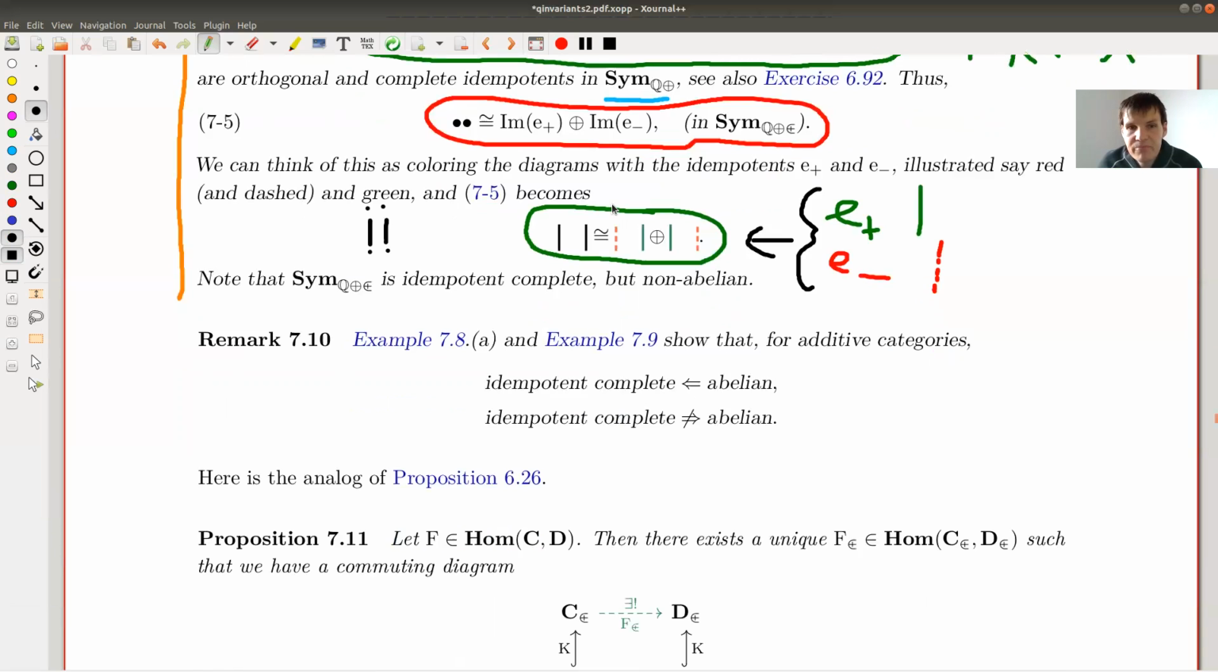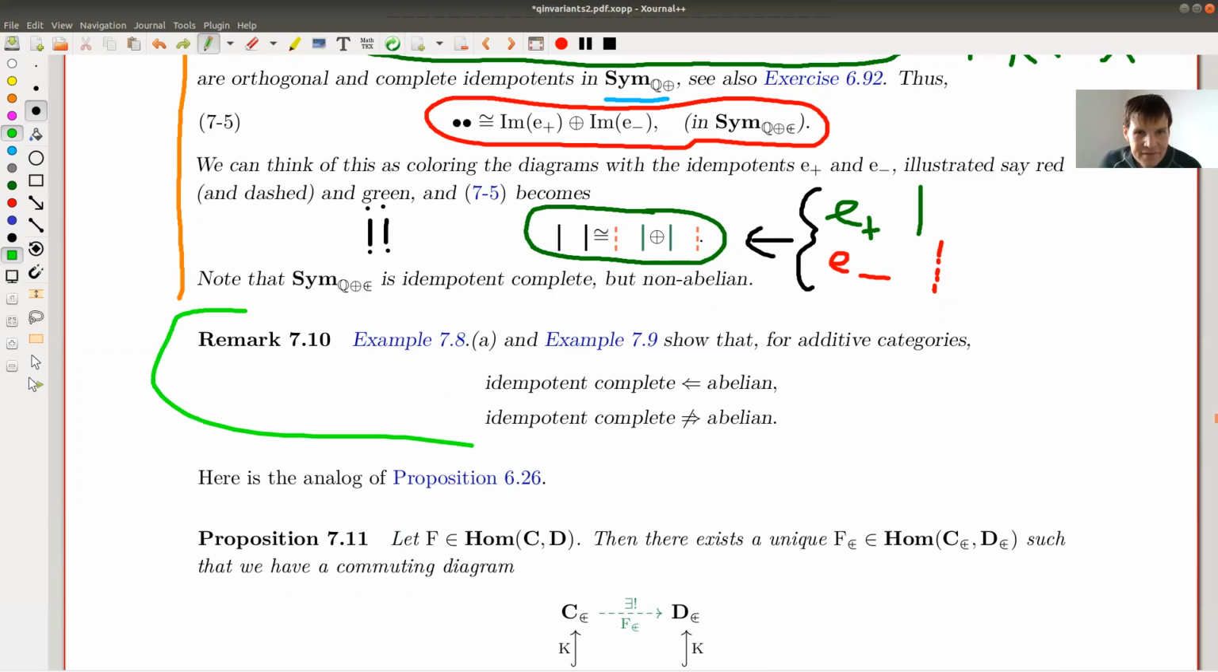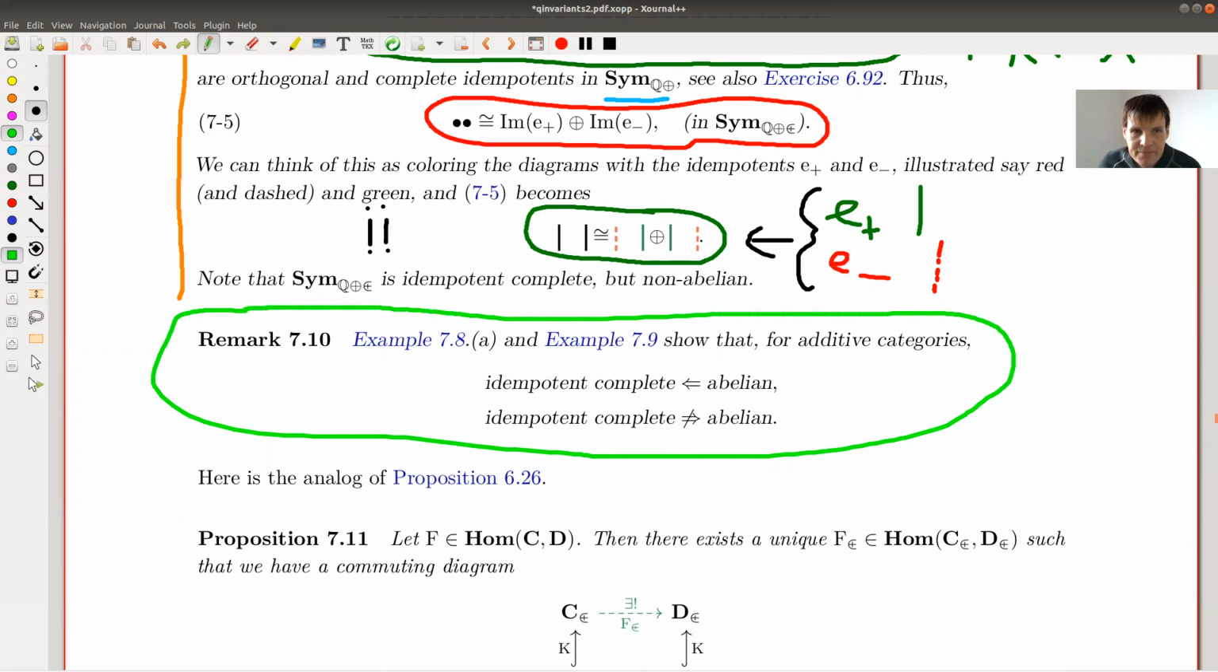All right. And what I would really like to keep in mind is idempotent completion is coloring things with idempotence, right? Sometimes I really like to color diagrams, like in diagrammatic calculus. And the point is, and this is already what it kind of shows, that it's kind of a weaker notion of abelian. So abelian implies idempotent complete because everything is an image, but idempotent complete usually doesn't imply abelian.